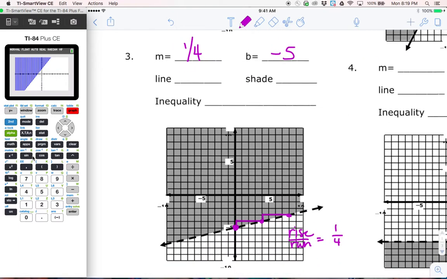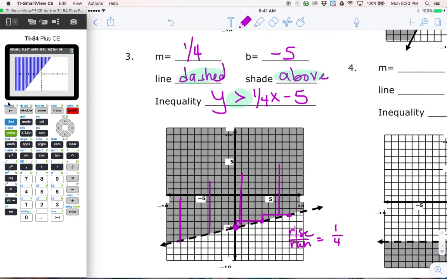All right, in this case, I have a dashed line, not a solid line. And I shaded above my dashed line. So let's talk about my inequality. Because it was a dashed line, I actually don't need this. So I just need the fact that it's above, which is going to be a greater than sign. So I've got y is greater than 1/4 x, because that's my slope, minus 5.